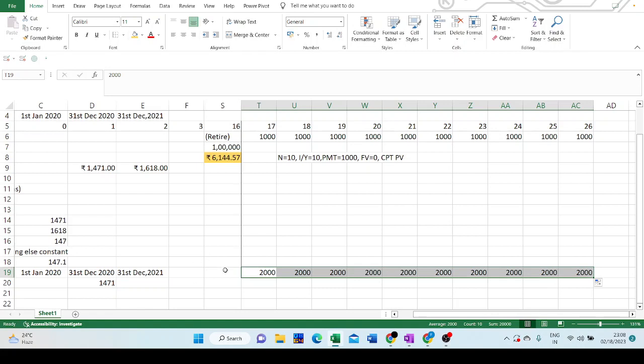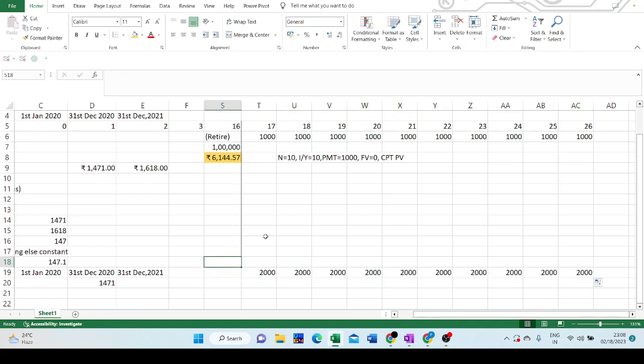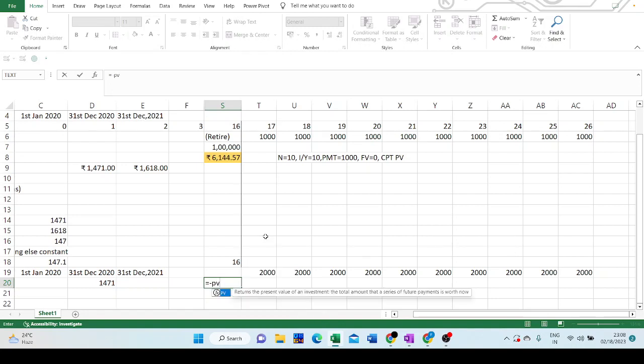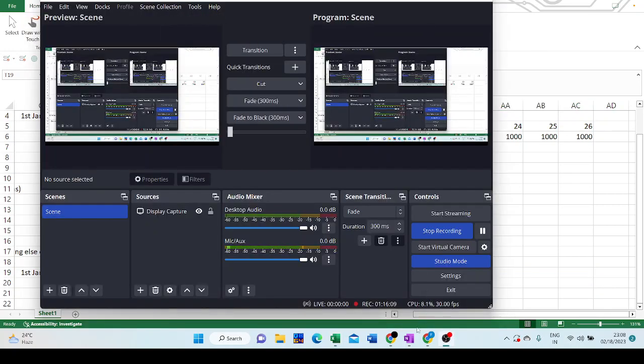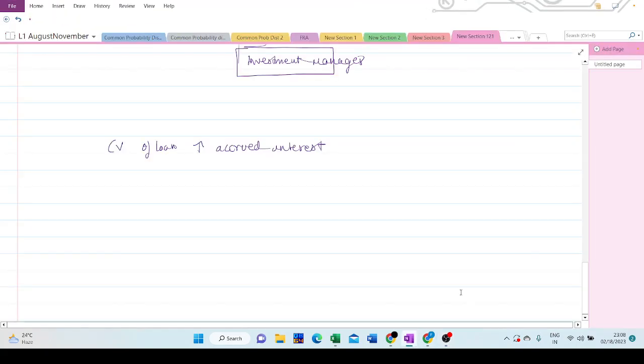ठीक है, अब वह रिटायर होता है यहाँ, 16 साल में. So the present value of retirement benefits at the time of retirement कितना होगा? नहीं, पहले ऐसे नहीं करते, let's not discuss this. ठीक है ना, ऐसे नहीं बताता, इसको यहाँ पे बताता हूँ.